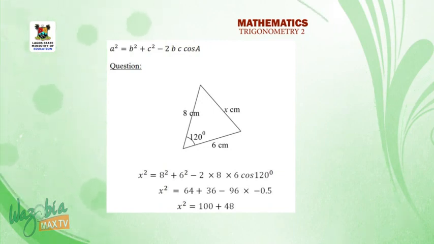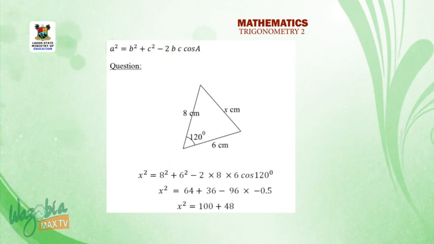I have a question here. A triangle has been given and two sides of the triangle are given as 8 centimeter and 6 centimeter, while the angle between them is given as 120 degrees. The question says find x. x is the third side, opposite to angle 120, so we can get it directly. Applying the cosine rule, we have x squared equals 8 squared plus 6 squared minus 2 times 8 times 6 cos 120.